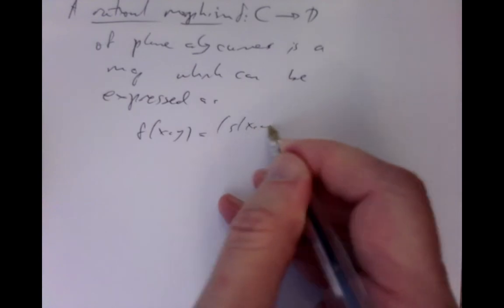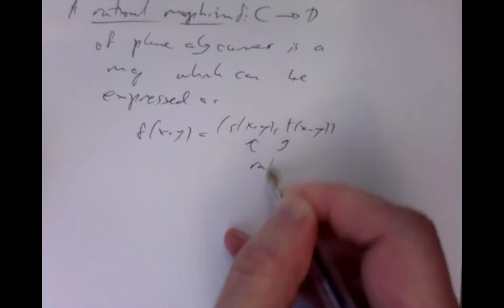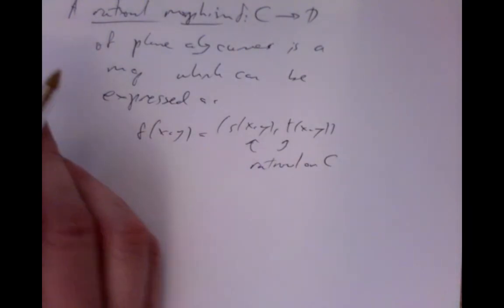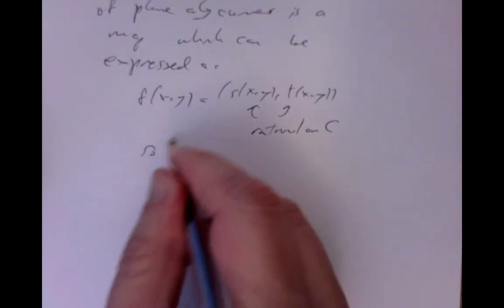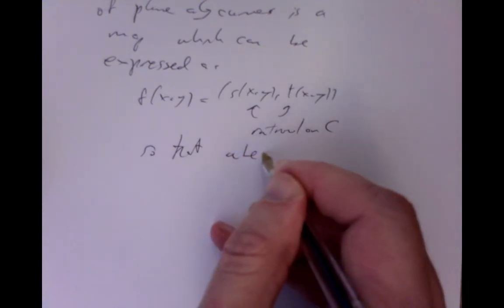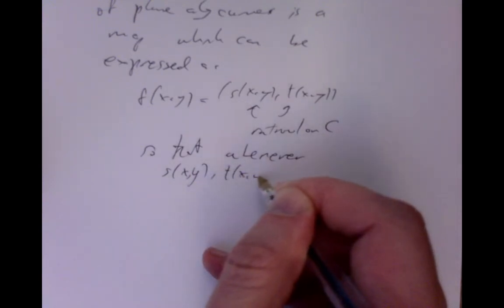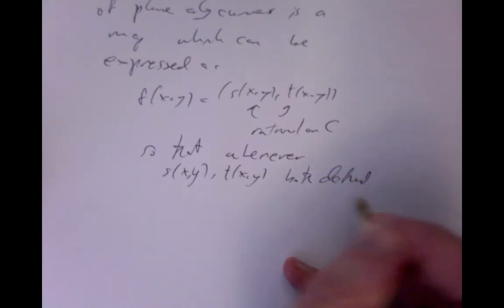as it's much like the story of the regular maps S of x, y, and t of x, y, except these are now allowed to be rational on C, so rational functions but restricted to the points of C, and wherever points both s of x and y and t of x and y are defined at every point of the curve. In other words, where they're both regular.